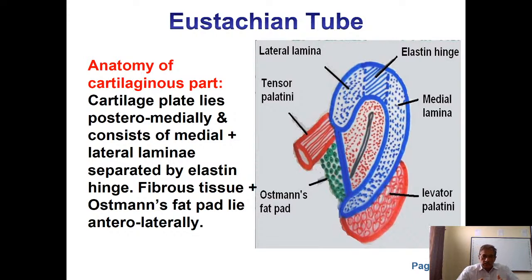Eustachian tube is normally closed. There are two muscles which influence this: the tensor palatini and levator palatini, which are in close association with the Eustachian tube. So it normally is a closed tube. It opens when you swallow or when you blow the air, the Valsalva method, and then immediately closes again. We'll come to the physiology, the function of the Eustachian tube, later. But this is what basically you should remember.